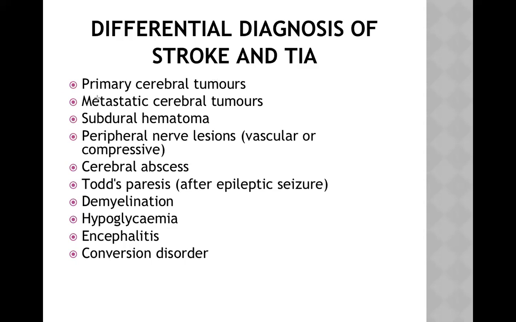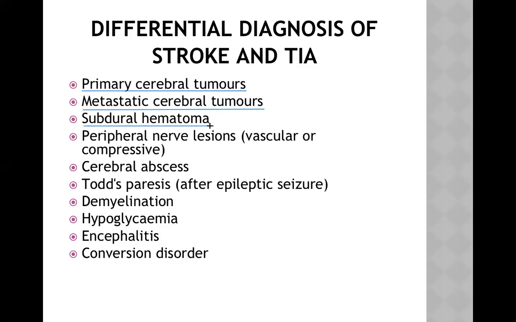Any space-occupying lesion inside the brain will cause raised ICP. It will cause seizure and headache, and some of the features may match with stroke. So that's why it can be considered as a differential diagnosis. Now, if your examiner or professor asks you how to differentiate them, take the name of some investigation like CT scan or MRI. Another is metastatic cerebral tumor, where from somewhere else the tumor has metastasized into the brain.